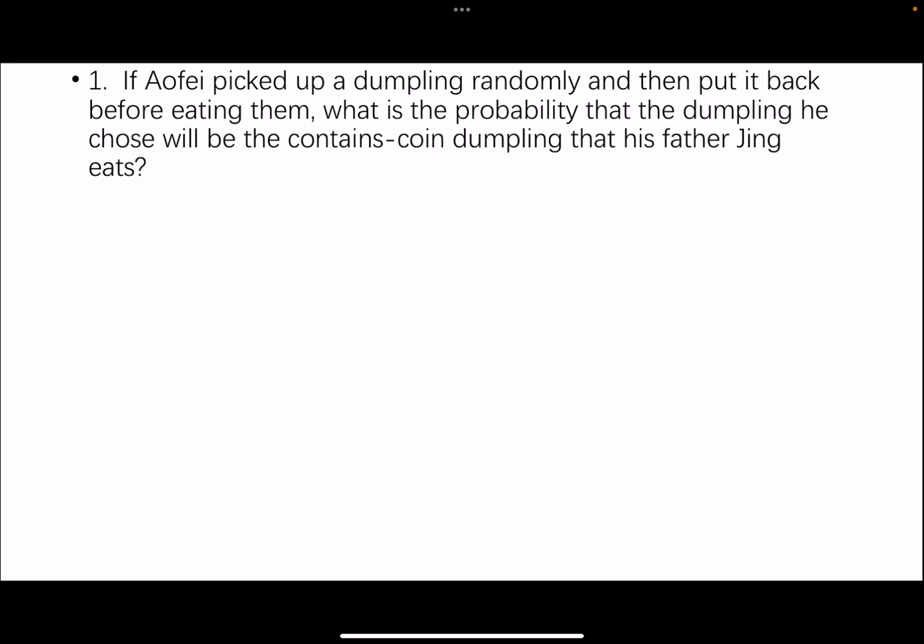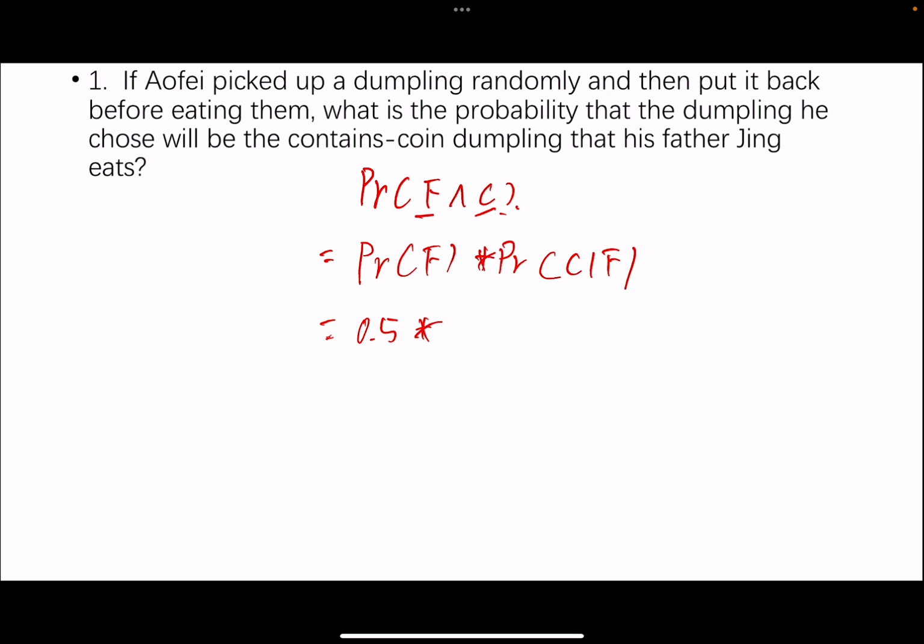Let's start solving this problem. The first statement looks a little bit difficult, so let me translate it. It can be: what is the probability of getting a father's dumpling that contains a coin? Also, the probability of F and C. This is the event that the dumpling is eaten by my father, and C is the dumpling which contains a coin. By the chain rule, we can write this as the probability of F times the probability of C given F. From the previous statement, we know the probability of F is 50%, and the probability of C given F is 5%. We got the final answer, 0.025.